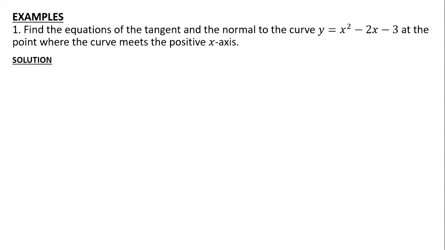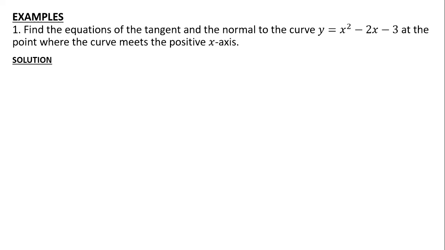Question 1. Find the equations of the tangent and the normal to the curve y equal to x squared minus 2x minus 3 at the point where the curve meets the positive x-axis.